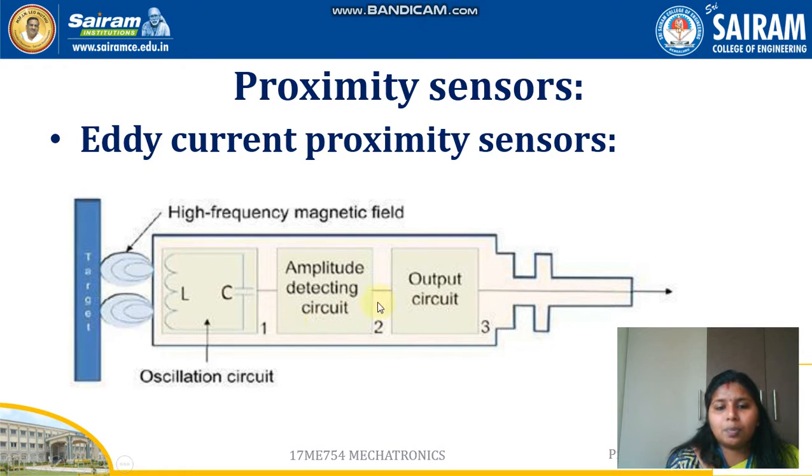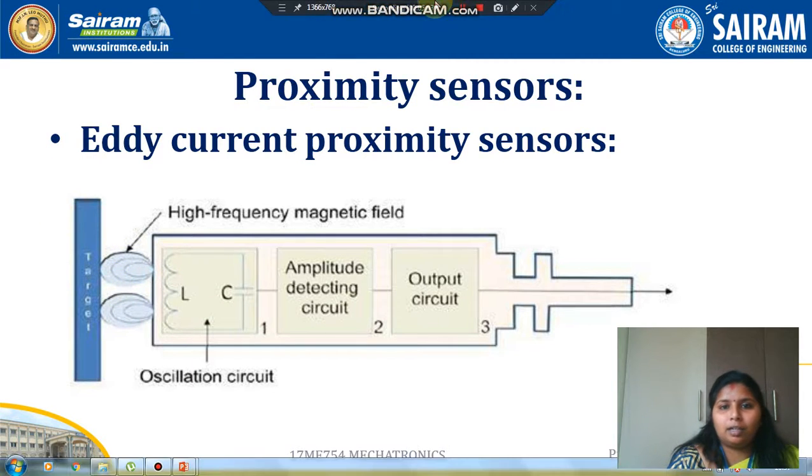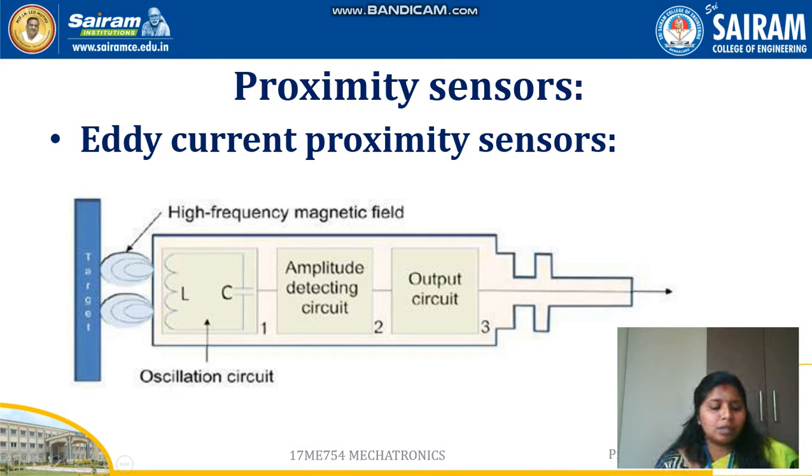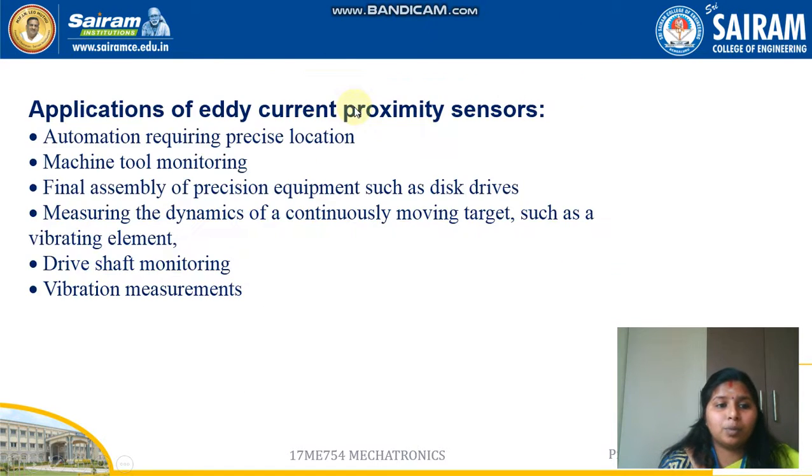So when a current is passed through it, it produces some magnetic field which helps in identifying the target. So this is about the eddy current proximity sensor.